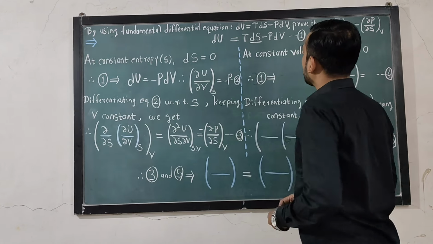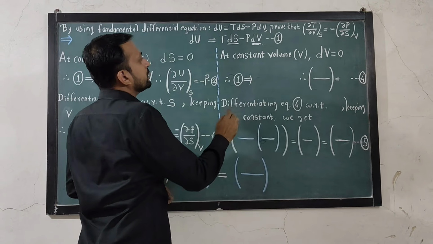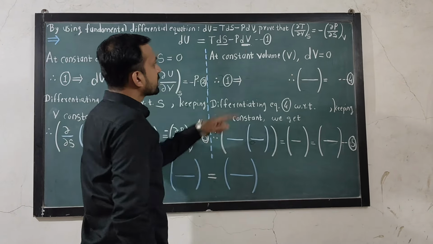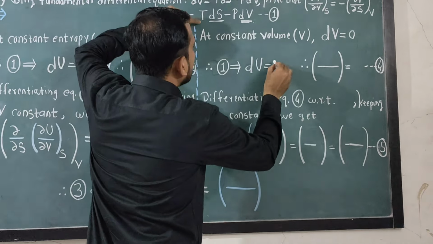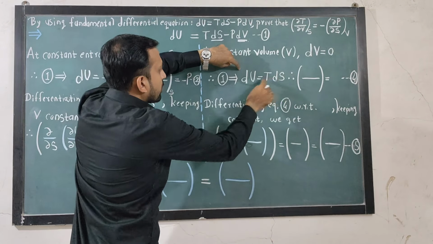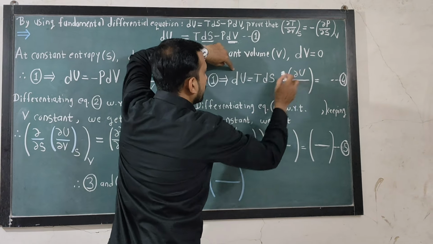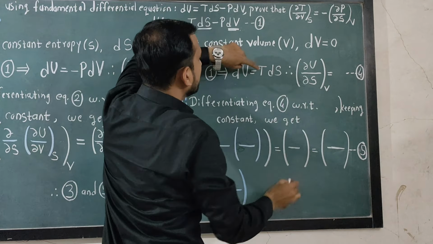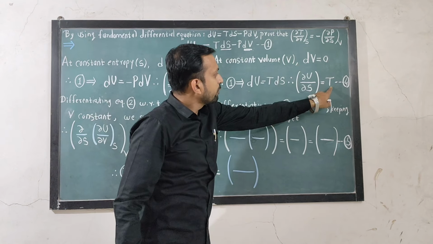Now for the next part of the derivation, we have to adopt the hint from here. Here is dV. Therefore we can consider that at constant volume, dV is equal to 0. And if we substitute this condition in equation 1, we obtain dU is equal to T dS, since this term becomes 0. Now again, just by cross multiplication, we can write partial U by partial S at constant volume is equal to T. Equation number 4. We obtain equation 4 with the expression of T.